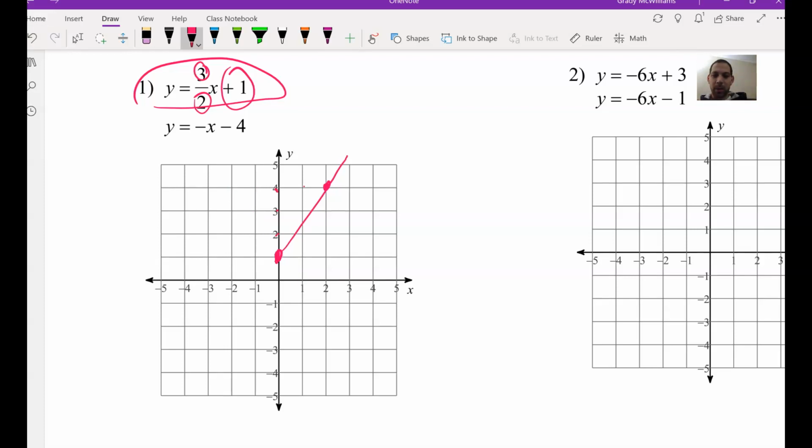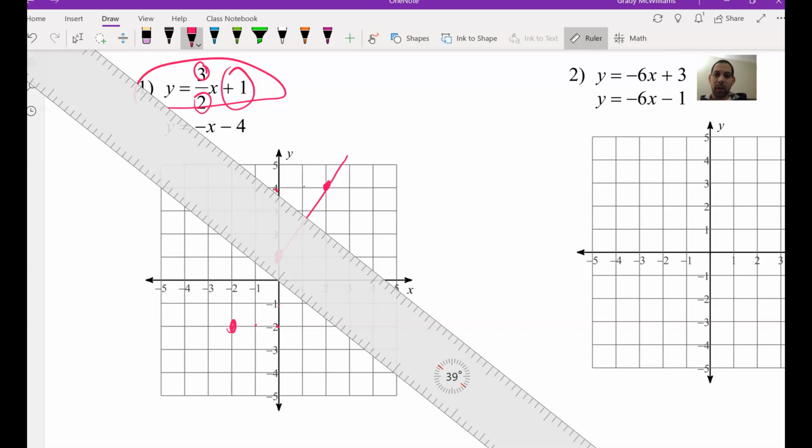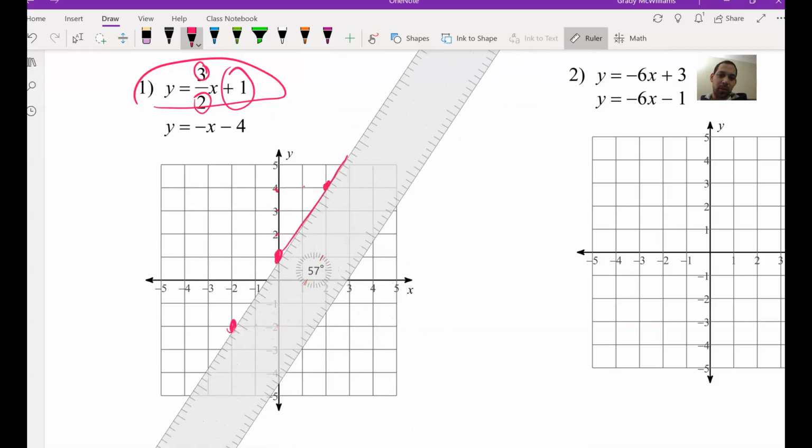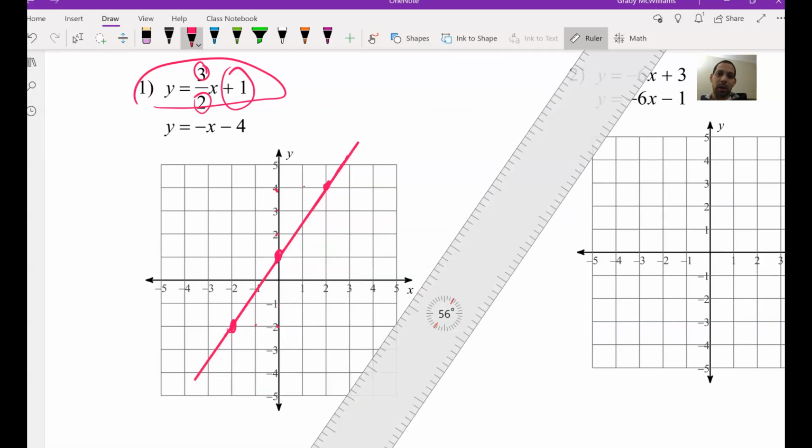I could also do the opposite, go down 3, still has a vertical change of 3, and to the left 2. Okay, you'll see that I connect these points with this fancy ruler right here, and it looks something like this. Alright, now the other line is going to be here in blue.